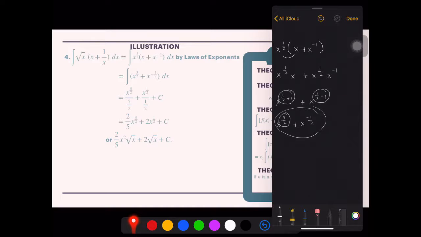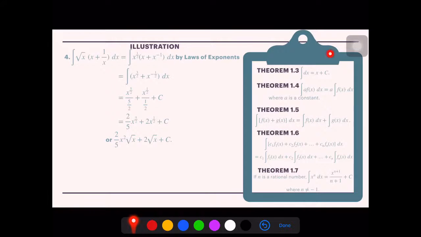If you want to be reviewed by operations on fractions, just click the I icon there at the upper right corner of your screen and you will be redirected to that video.